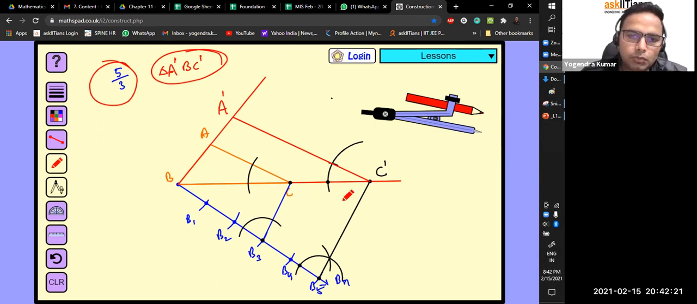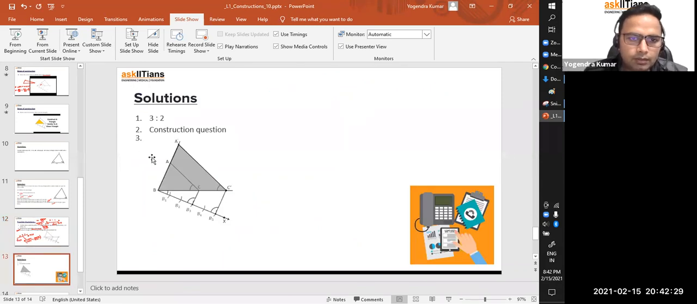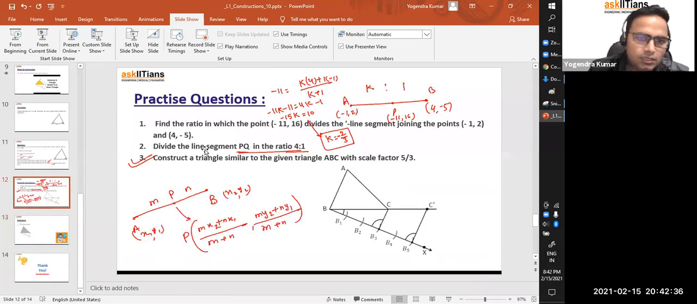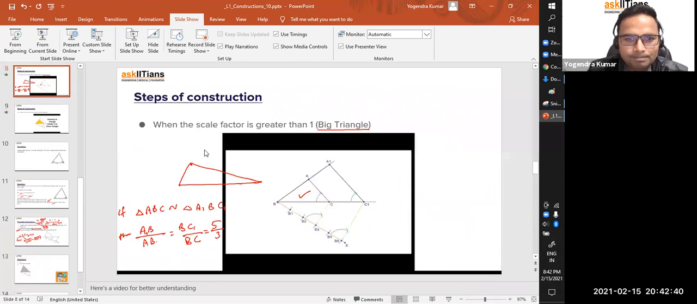If we need to do a smaller triangle, we need to join it here and we need to draw the parallel here, right? I hope you're getting the steps. This is how we are going to do it, right? So these are the solutions. You can practice many more questions, right? And you need to understand all of this, right? I hope you got it right.